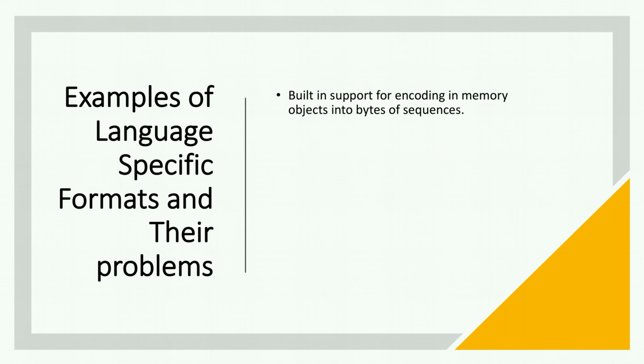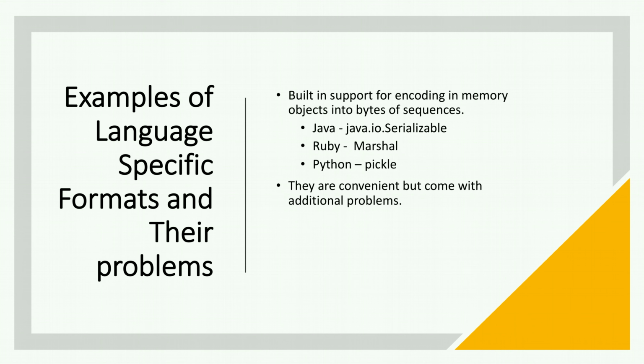So now let us understand some examples of language specific formats and their problems. Many programming languages come with built-in support for encoding in-memory objects into byte sequences. For example, Java has Java Serializable, Ruby has Marshal, and Python has Pickle. These encoding libraries are very convenient because they allow in-memory objects to be saved and restored with minimal additional code. But these libraries also come with problems.